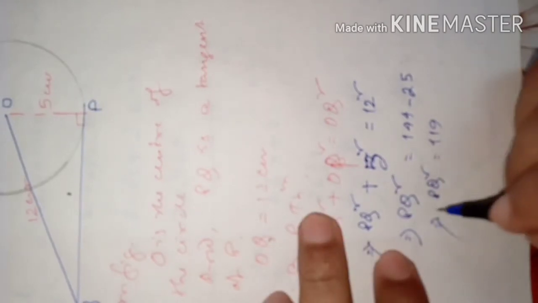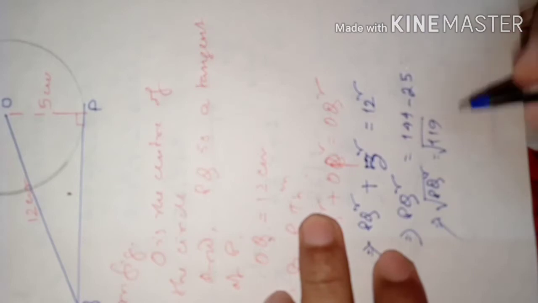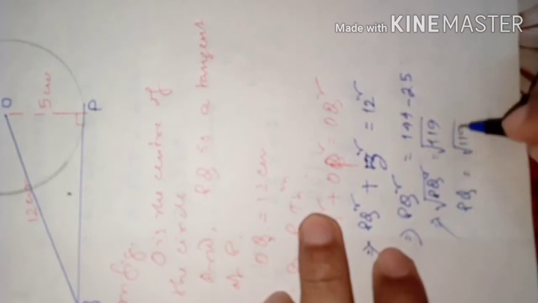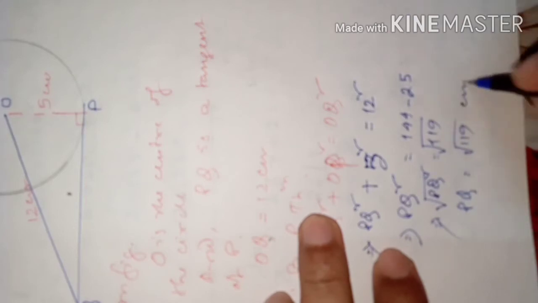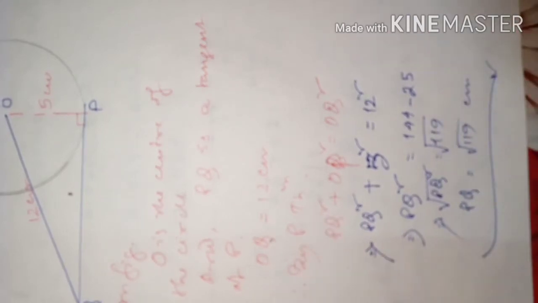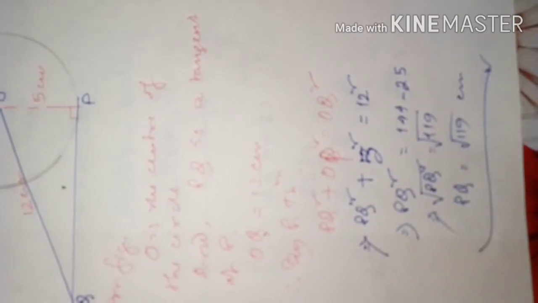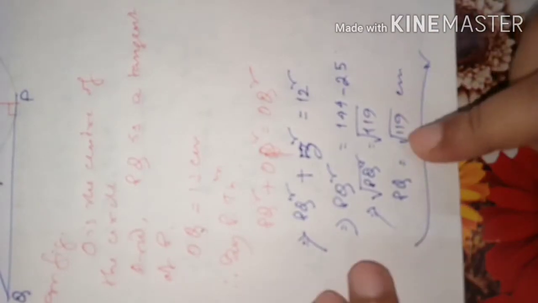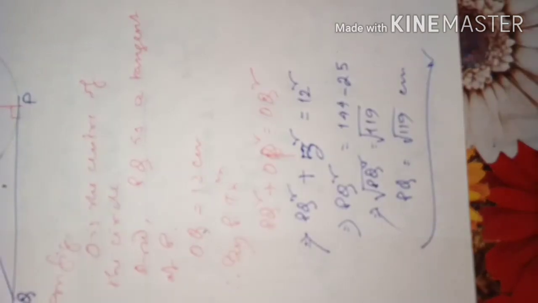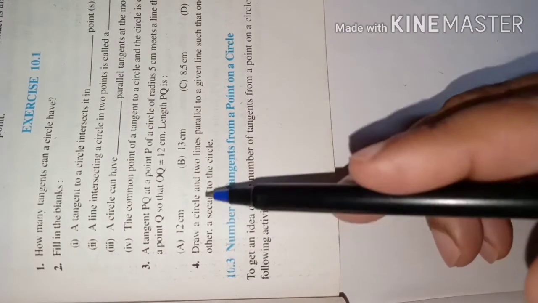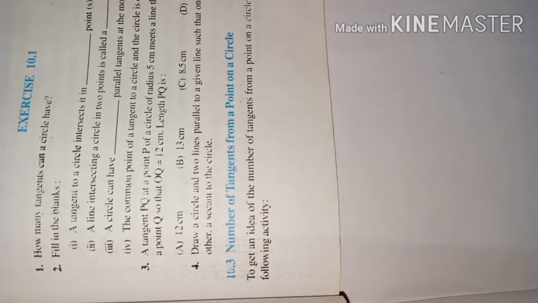Now take the square root of both sides, then PQ will be equal to root over 119 centimeter. This is our answer. So the answer is root over 119 centimeter. Here the option is D. Question number 4 is left to you. You read and just do it by yourself.